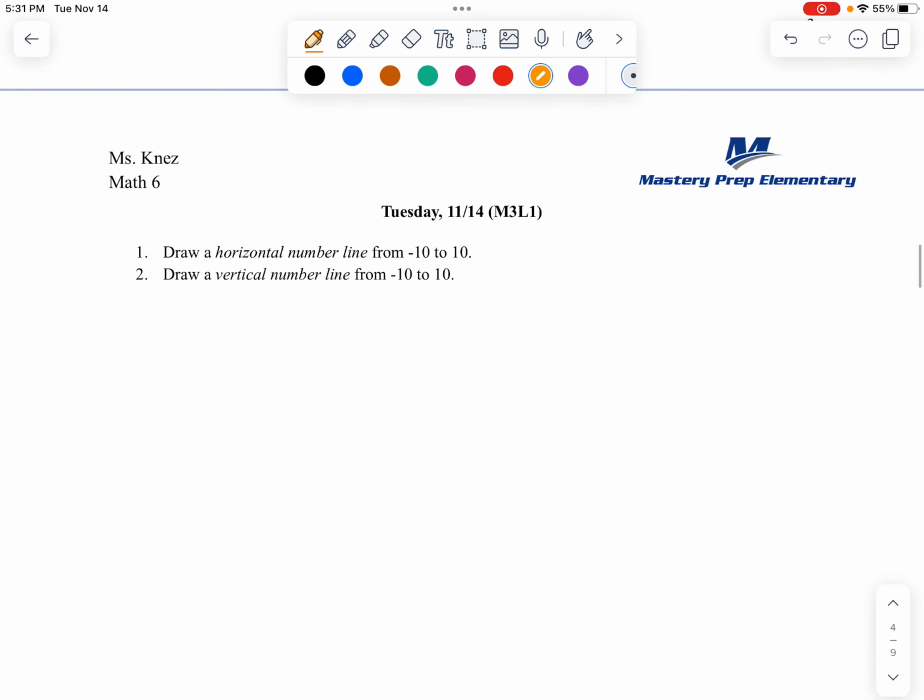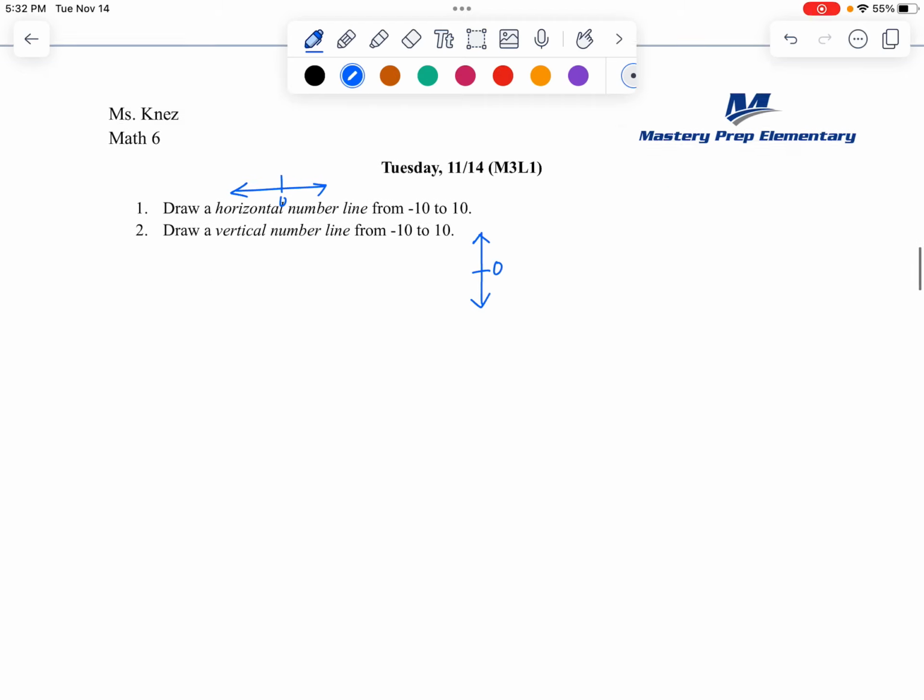The first thing that you're being asked to do on Tuesday's homework is to draw a horizontal and a vertical number line from -10 to +10. Don't overthink it. I'm literally just asking you to review how to draw a horizontal number line with 0 in the middle and your positives and negatives, and a vertical number line with 0 in the middle and your positives and negatives. Using your notes from class that we took in your notebooks would be a great resource for these two questions on Tuesday.